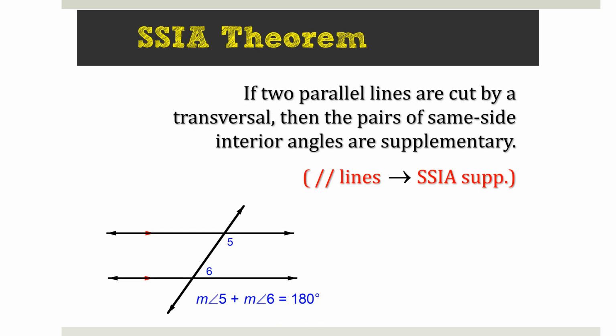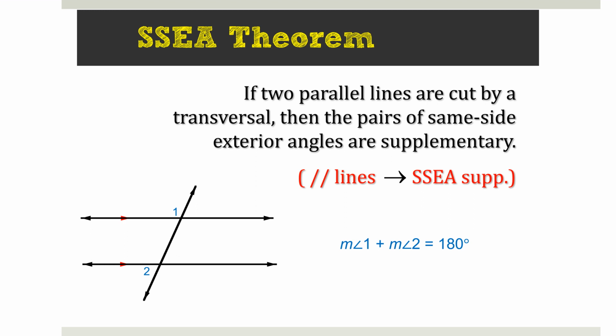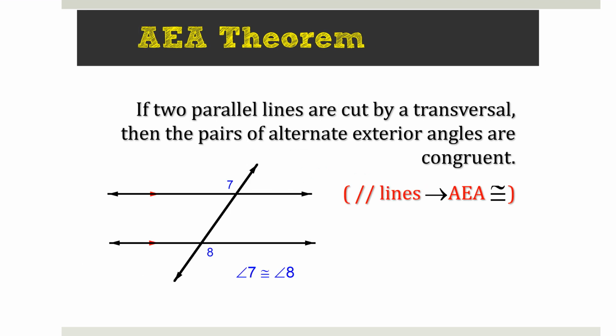Okay, so same side interior angles. Oh, let me get rid of this mess. Same side interior angles are supplementary. Keep it simple. Look at the two angles. One of them is acute, one of them is obtuse. They have to be supplementary. Same side exterior. One is acute, one is obtuse. They're going to be supplementary. Alternate exterior. One's obtuse, one's obtuse. They're going to be congruent.